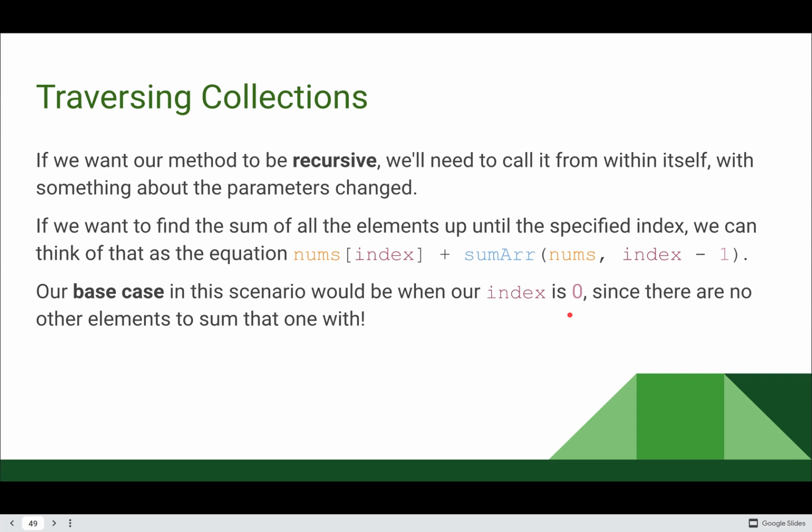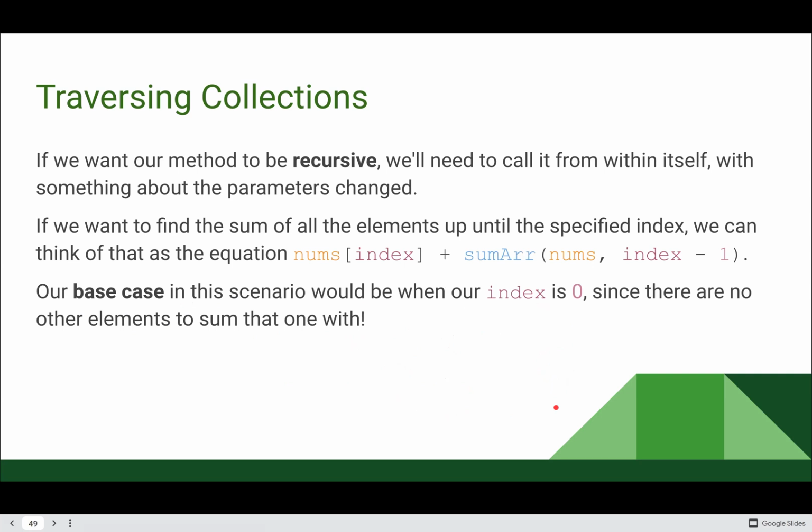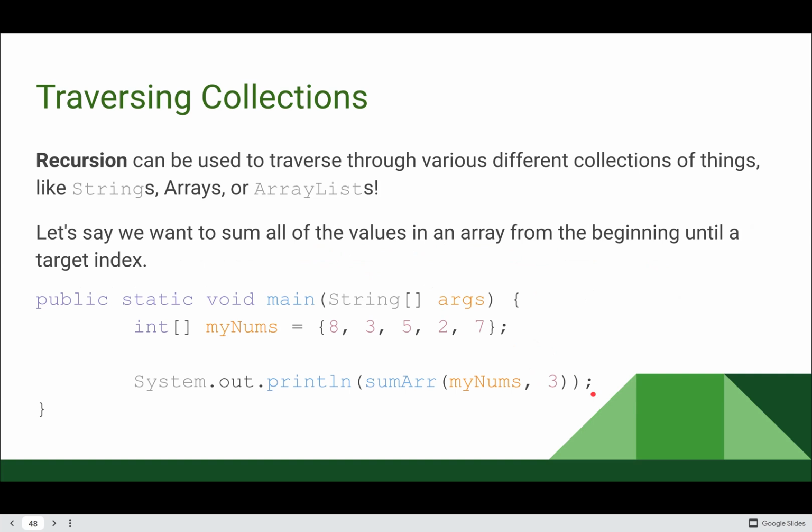So if we want our method to be recursive, like I said before, A, we're going to need to call it from within itself, and B, something about the parameters is going to have to change each time. So if we look at my nums, since it's an array, we're not allowed to change its size. So we're going to need to change that index each time we go through our recursion. So if we want to sum all the elements up until a specified index, this is very similar to our summing up until 10. You can say our equation is the value at the current index plus the sum of everything up until the index beforehand. So in sum of index 3 plus sum of index 2.